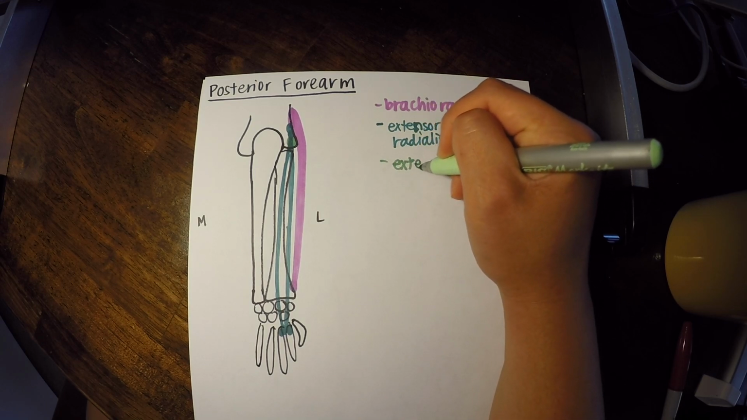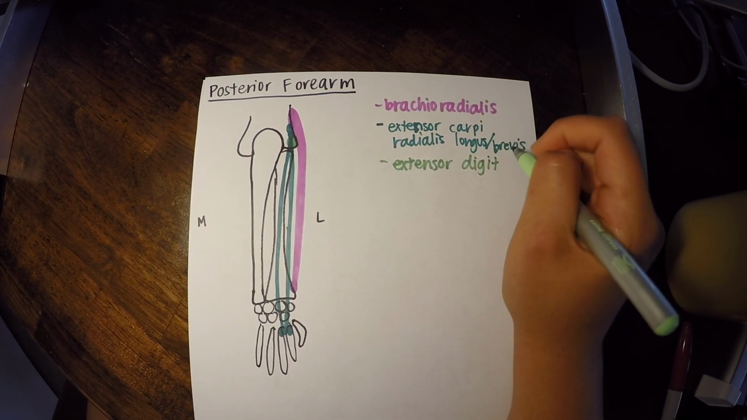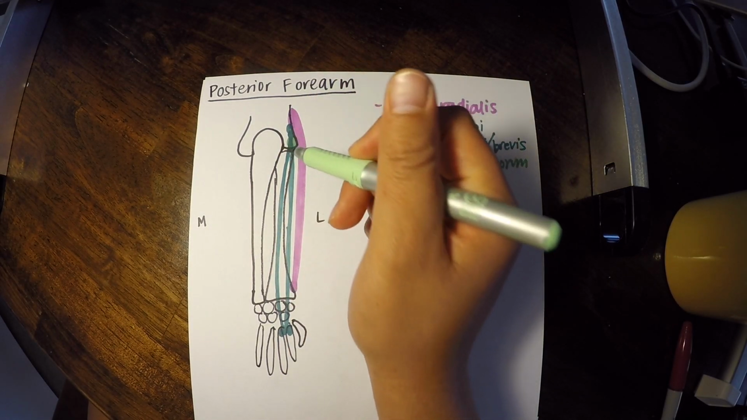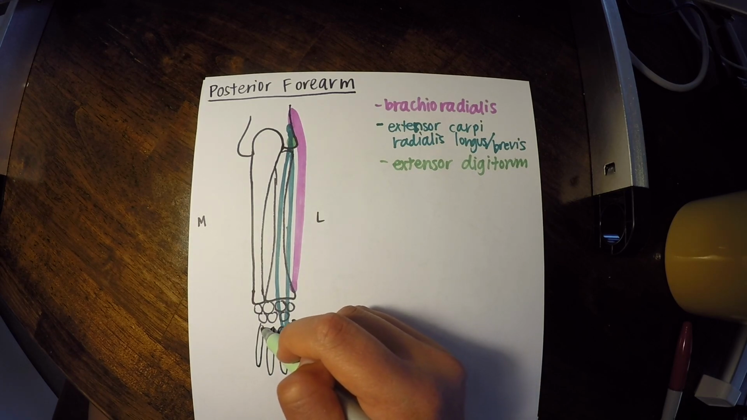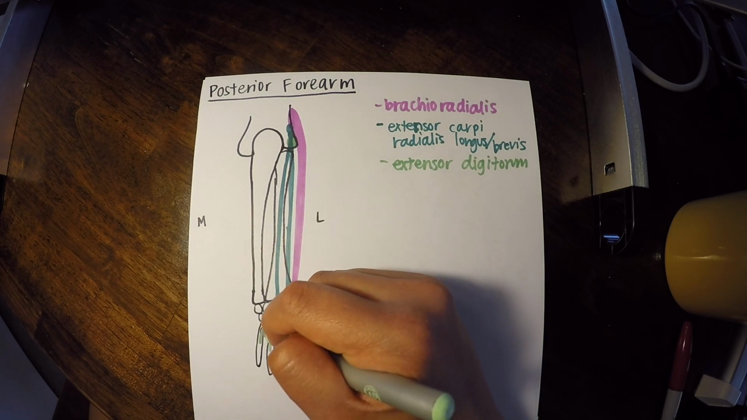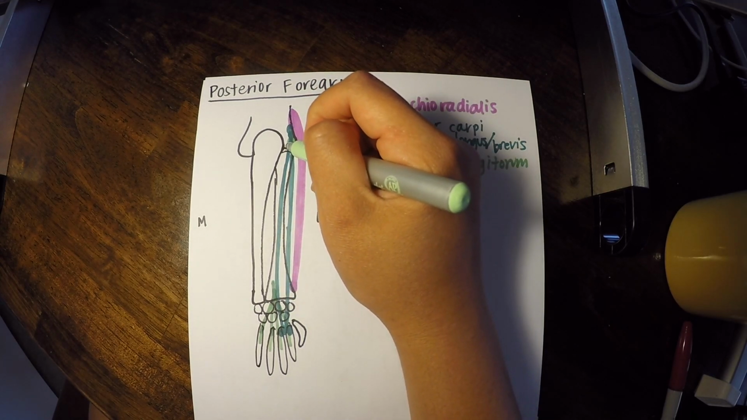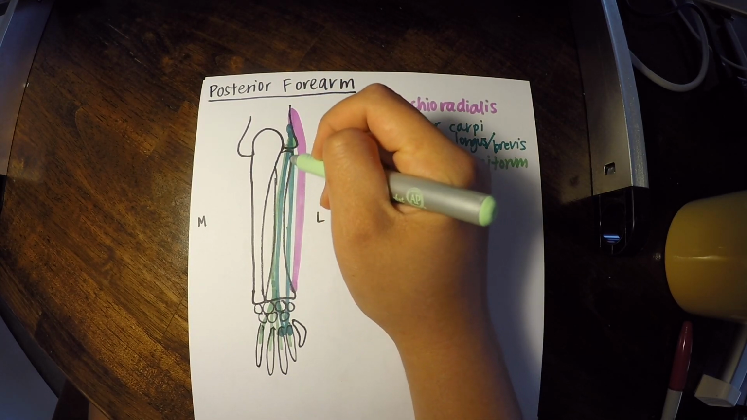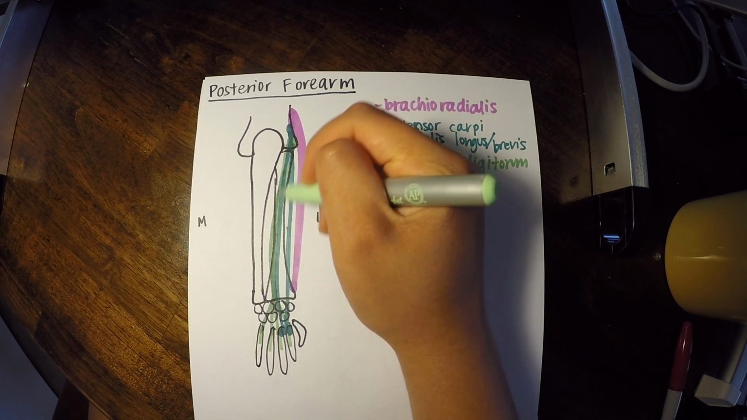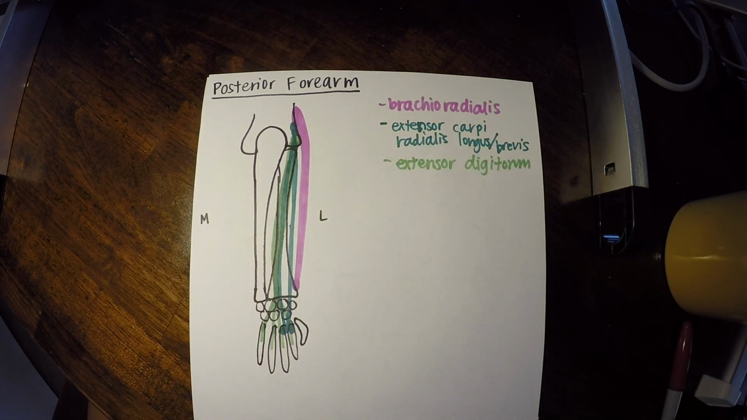So extensor digitorum. So remember, it starts from lateral humerus, and then it's going to make its way into all of these digits here. Alrighty, so that's our extensor digitorum.